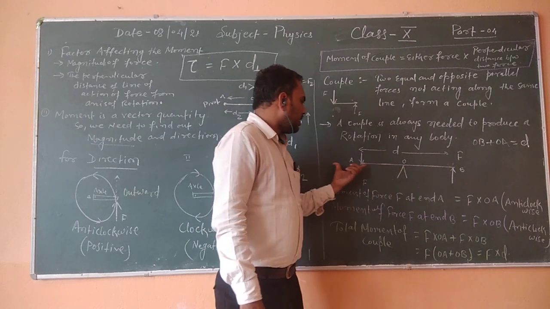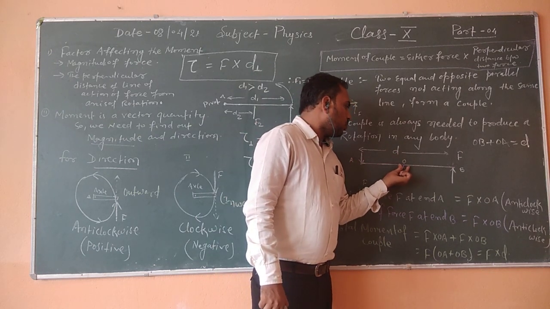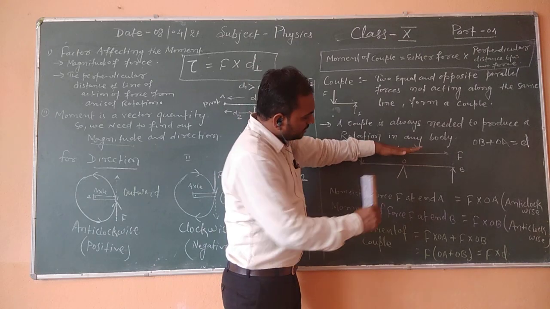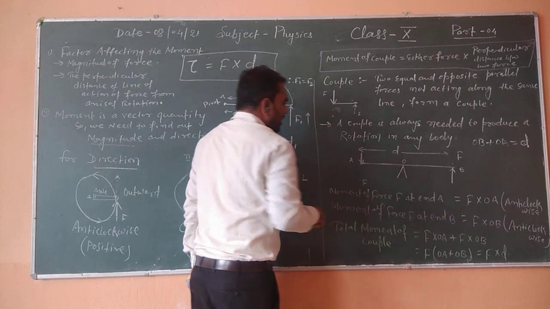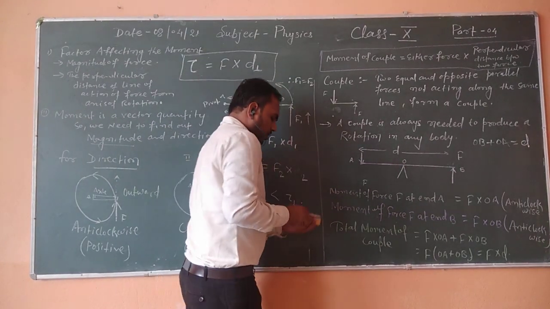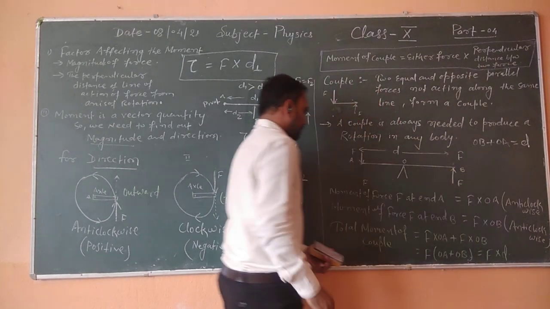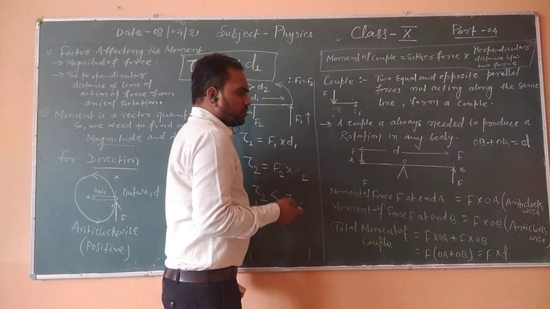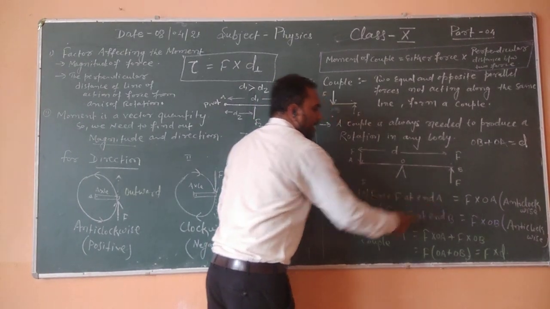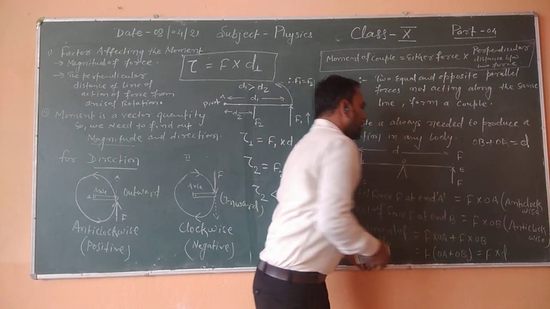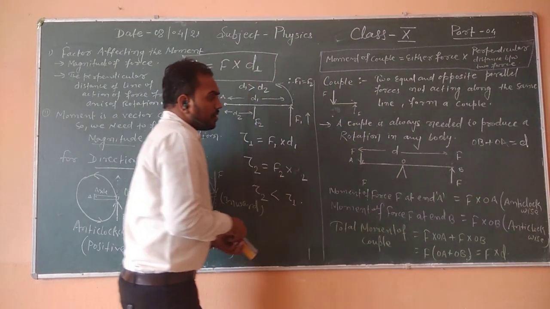I have a rod AB of length D, hinged at O. I have hinged it like this. And applied force F at A and the same force at B. So we know to find the moment, the moment of force F at end A will be F into OA. Then where will be its direction?